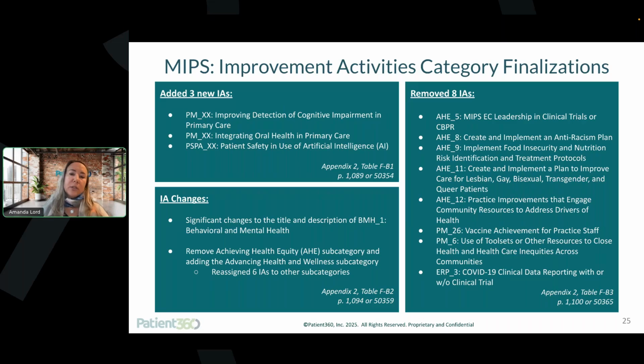And then new clinical activities, the new focus is also reflected in the new activities added for 2026, such as improving detection of cognitive impairment in primary care and integrating oral health in primary care. Both of those emphasize proactive and preventive health management over simple process. Again, there's that theme of moving from process to outcomes. Okay, next slide, promoting interoperability finalizations.